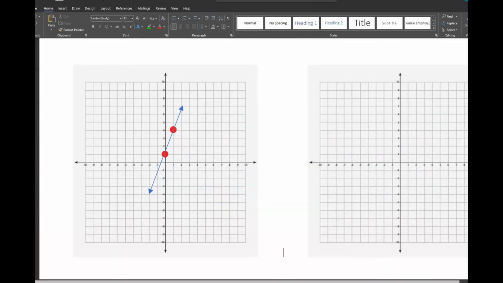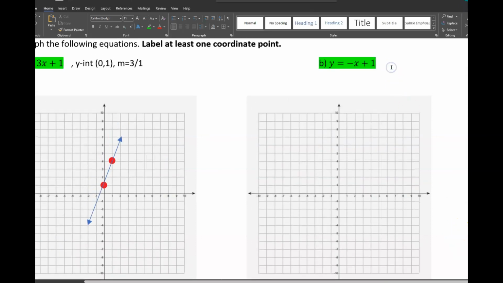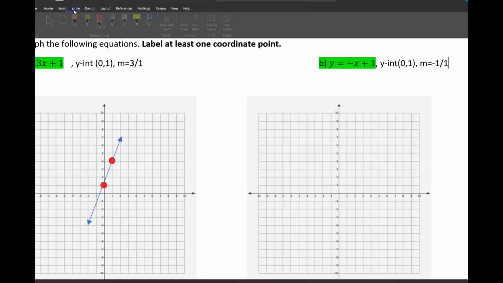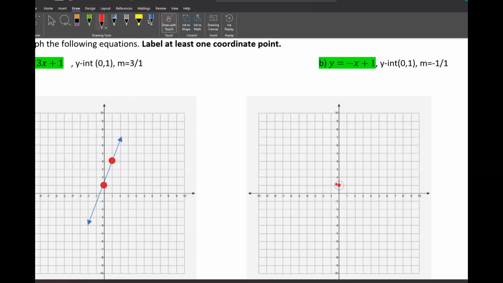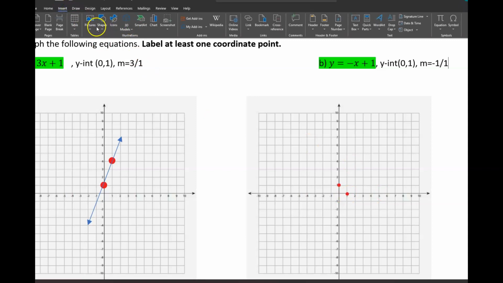Let's actually move into the second problem. For this one, we also have the y-intercept at the coordinate point 0, 1. And then in this case, the value of m is actually negative: negative 1 over 1, or a negative slope. So let me draw the 2 points. So 0, 1 is here. Because the slope is negative, we're going to go 1 unit down and then another unit to the right. So in this case, our line is going to go through those 2 coordinate points.